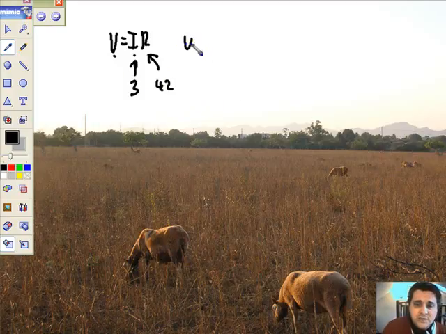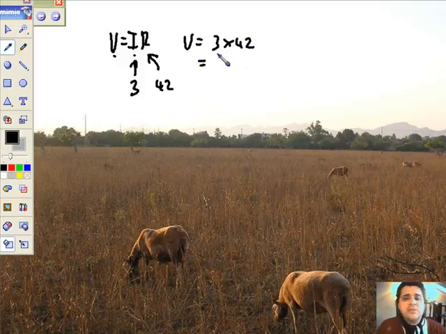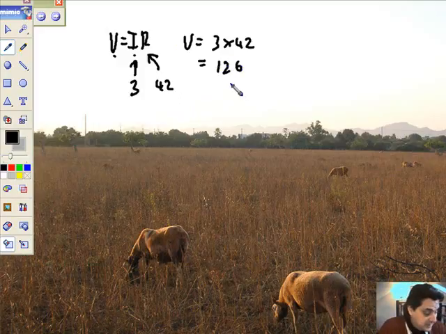Multiply 3 times 42, so voltage is going to be 3 times 42, no calculator. 3 40s are 120, 3 2s are 6, 126 volts. And I'll do the next one as well because it looks challenging because it's decimal places. Right, here's the next one.